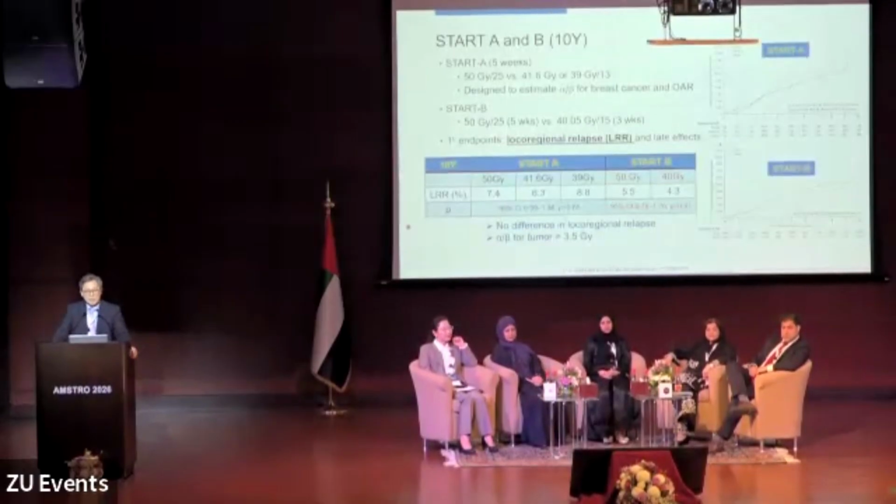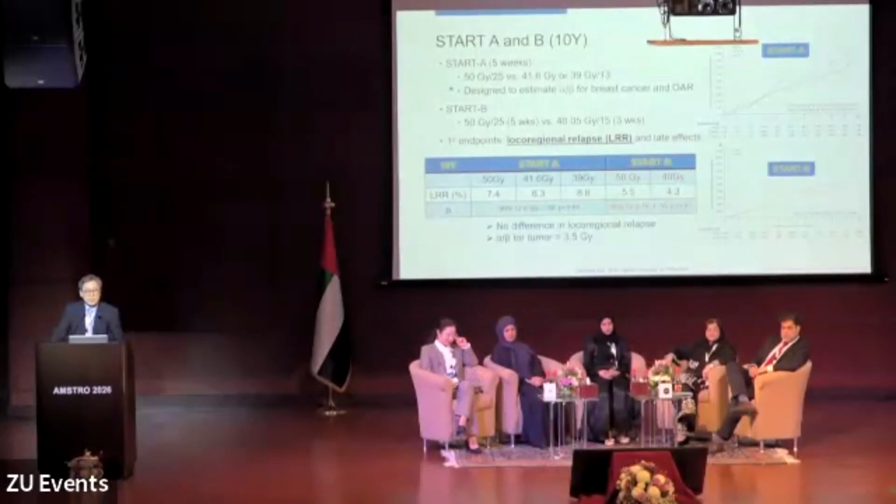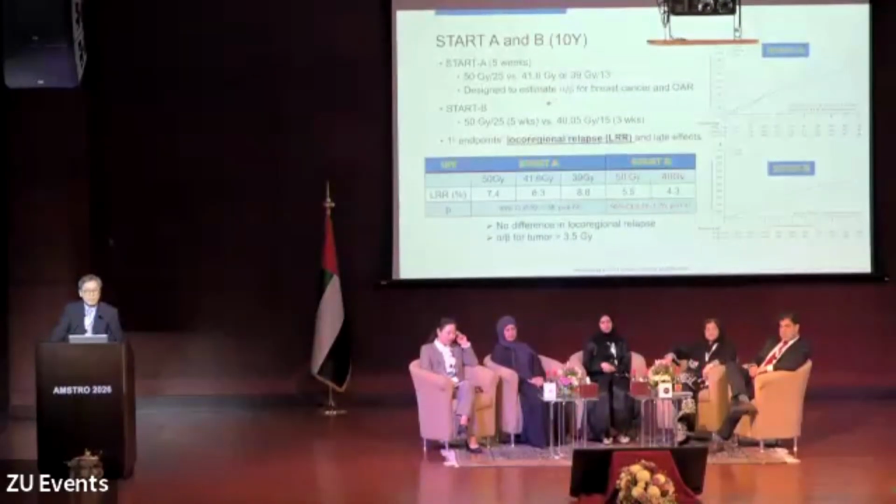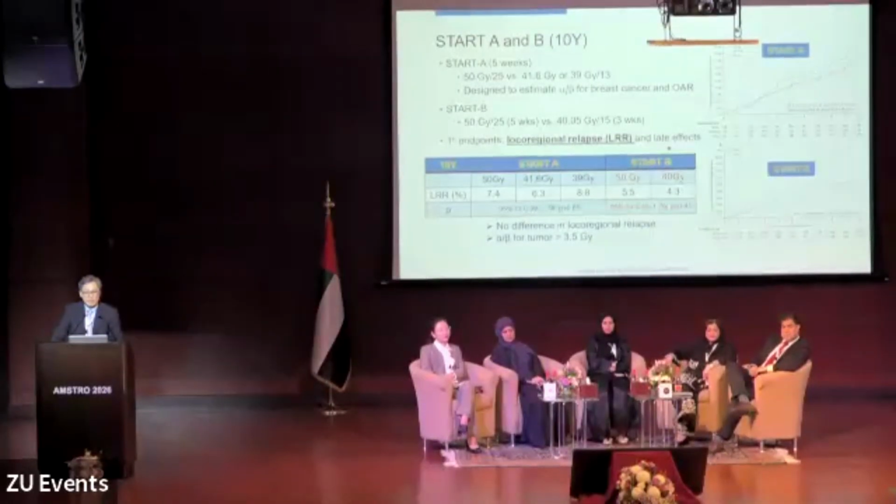in the appearance. So at 10 years, START A was the randomization of the conventional arm versus the two different hypofractionated arms, 41.6 and 39. And this was designed to estimate the alpha beta ratio of the breast cancer and the breast tissue. And the START B trial, comparing 50 gray versus 40 gray, and the 40 gray was delivered every day in 3 weeks. Two primary endpoints, which is local regional relapse and the late effects.